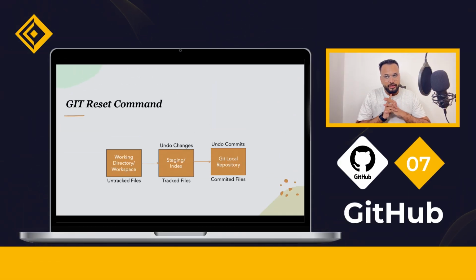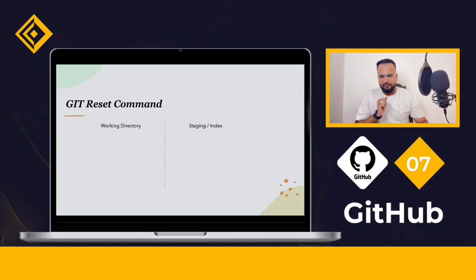Similarly, you can use the git reset command at the commit level as well, on the local repository level, to undo your commits. For example, you had made 4 commits and you want to remove the last 2 commits, you can do that as well. So let's first learn on the staging level, then we will go on to the local repository level.